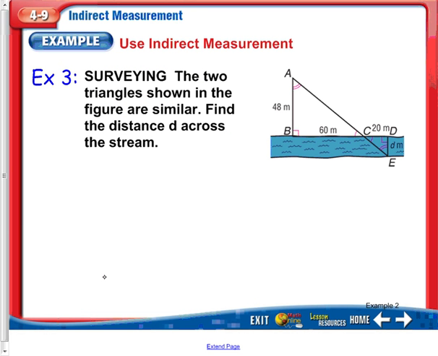All right, so a surveyor is looking at the two triangles shown in this figure, and the two triangles are similar. So find the distance D across the stream. So instead of putting a tape measure across the stream here, we're looking at these two triangles. Now, here's our two lines.